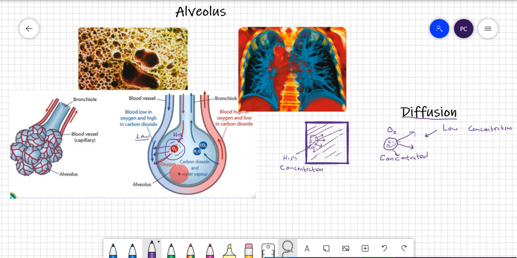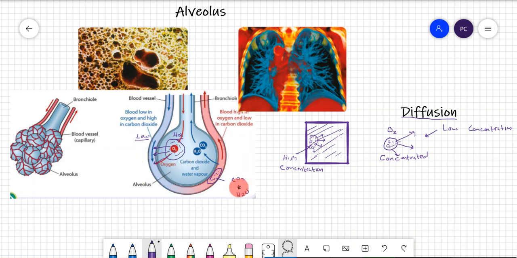And the same thing happens as well when you have blood coming from the body. In here you're going to have a high concentration of CO2 and H2O, water vapor, and it's going to move from this area of high concentration into this area of low concentration. And then it'll move out of the body. So this is just the process of diffusion, and this is how gas is exchanged from the lungs into the bloodstream in these little air sacs known as alveolus.